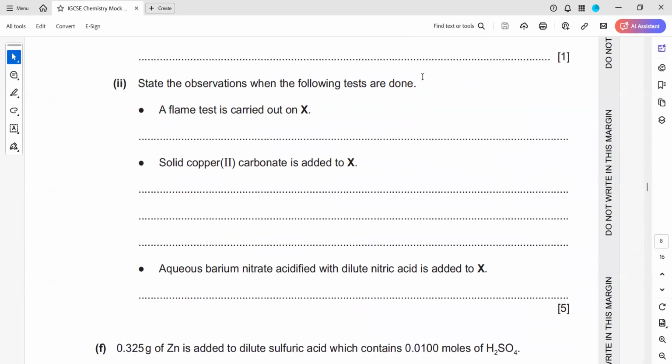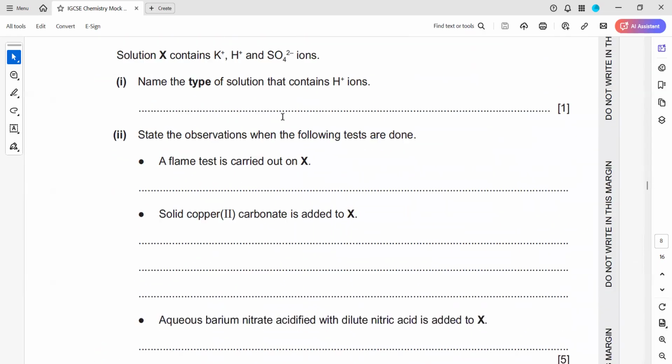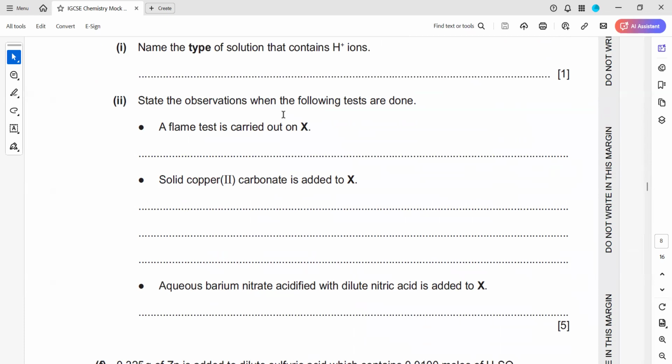Fizzing, bubbles, effervescence. Barium nitrate is added. Barium nitrate is actually a test for sulfate ion. So what is the observation? It will be a white precipitate.